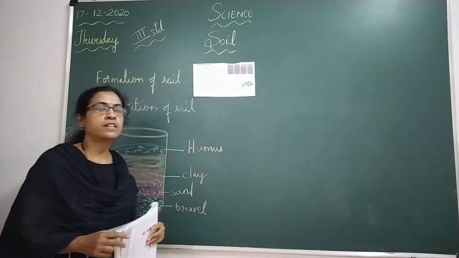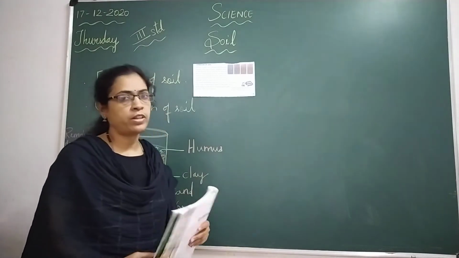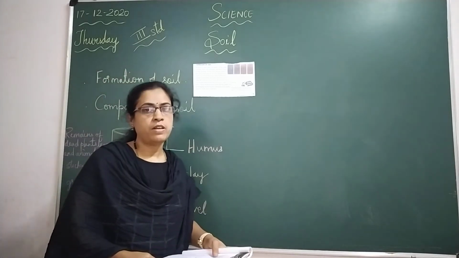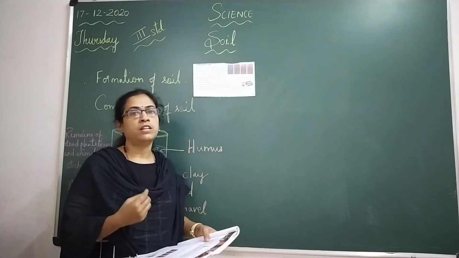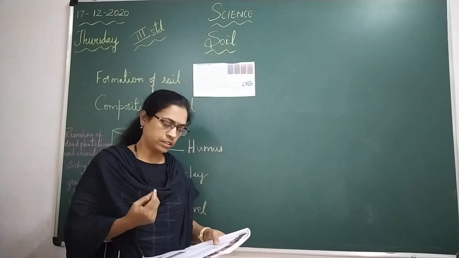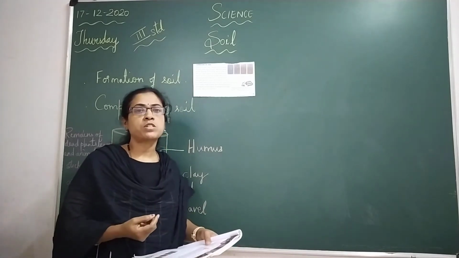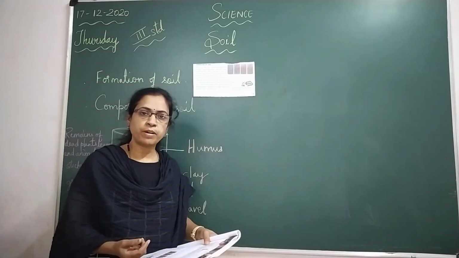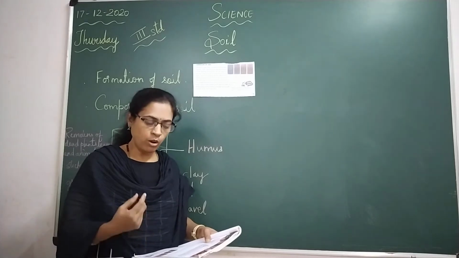Learn today, children: soil is one of the most important natural resources. It forms the uppermost layer of the land on the earth. Generally, it contains fine particles of rocks, humus, air and water.